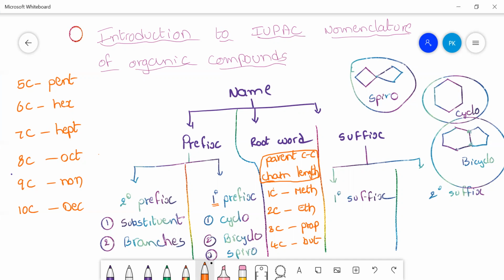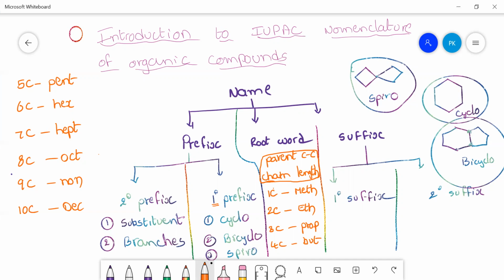If it has only one carbon, meth. Two carbons, eth. Three carbons, prop. Four carbons, but. Five carbons, pent. Six carbons, hex. Seven carbons, hept. Eight carbons, oct. Nine carbons, non. Ten carbons, dec. So that's about the root word.